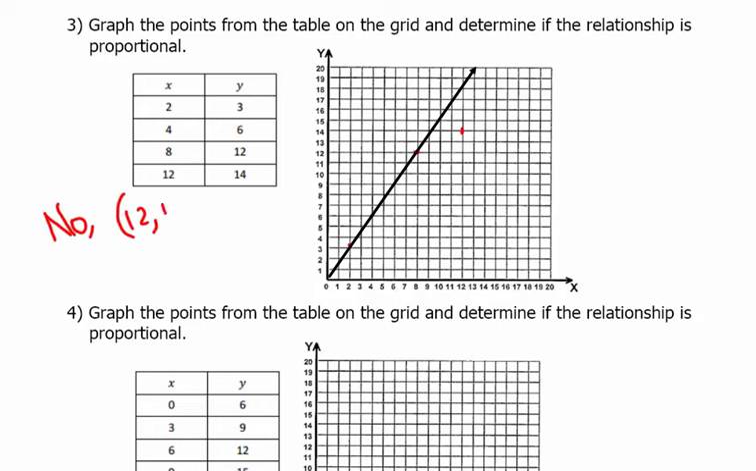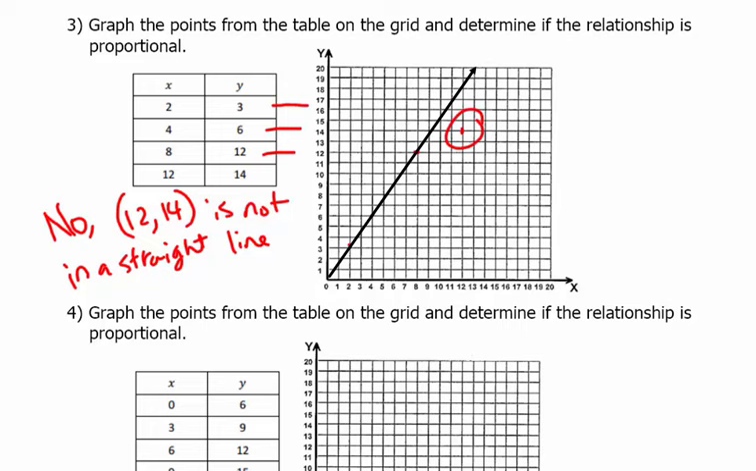12, 14 is not in a straight line. So the first 3 are really good, and then the last one is not. These ones here have ratios of Y over X of 3 to 2, 3 to 2, 3 to 2, and then all of a sudden it's 7 to 6. So that's not good. This one right here makes it not proportional.